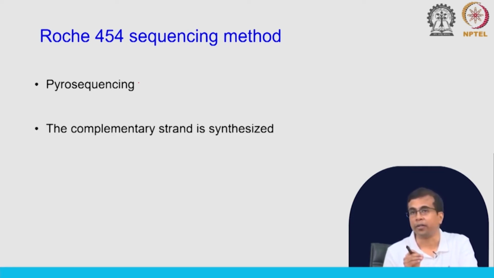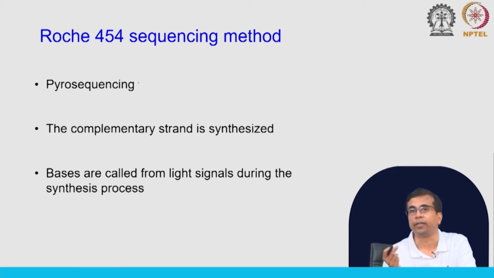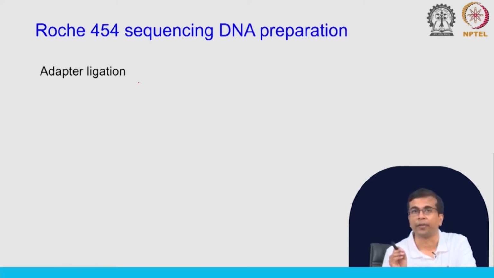In pyrosequencing, given a fragment, you have to synthesize the complementary strand. Like Sanger sequencing, you have to have polymerase, dNTPs, etc., and you have to synthesize the complementary strand. The bases are called from the light signals that appear during the synthesis process. In a moment you will see how this happens, and that is where the term pyro comes from.